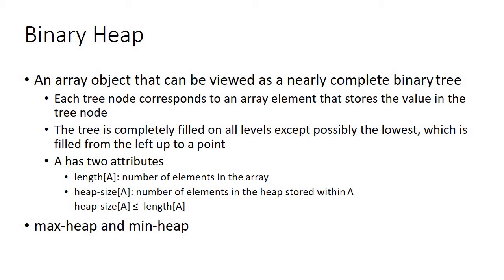A binary heap is an array object that can be viewed as a nearly complete binary tree. Binary means two nodes. So our heap is always a binary tree in which the tree is completely filled on all levels except possibly the lowest, which is filled from the left hand side. When we reach the last level, which produces the leaves, the left leaf should be filled first and then the right one.